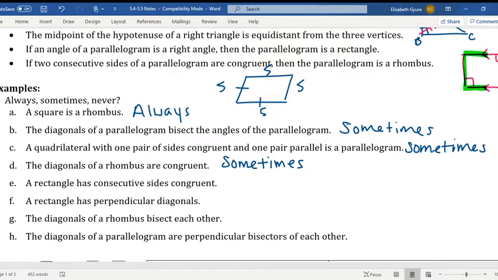A rectangle has consecutive sides congruent. Look up at the definitions we just did. Which shape has consecutive sides that are congruent? It's one of the theorems we just talked about. A rhombus, okay. But this is saying a rectangle. But think about it, same thing as we just talked about. Is a rectangle sometimes a rhombus? Yes, when it ends up being what shape? A square. So we would say what, Sebastian? Sometimes.